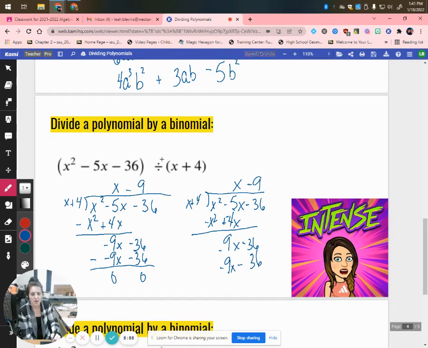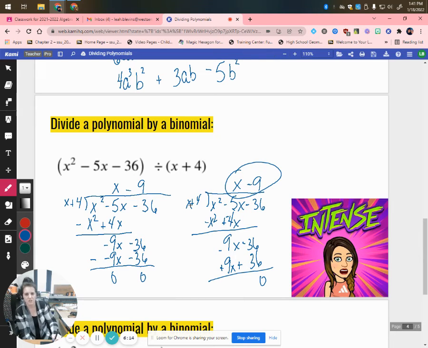So again, to subtract, that just means change the sign. So now combine them. Negative 9x plus 9x is 0. Negative 36 plus 36 is 0. So I have a remainder of 0. So this is my quotient. So I took this and divided by x plus 4 and got an answer of x minus 9.